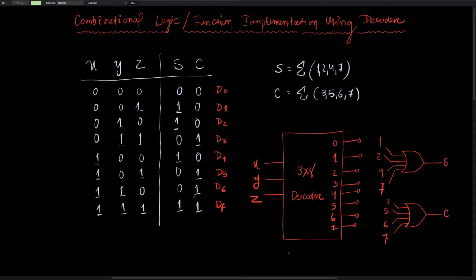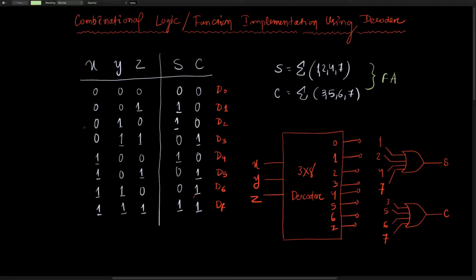In the last class we studied some of the basic functions of a decoder. In this class we will study how to implement a given function using a decoder. We are given two functions: the sum is the summation of minterms 1, 2, 4, 7, and the carry is the summation of minterms 3, 5, 6, 7. This is essentially a full adder operation, so we are going to implement a full adder using a decoder.